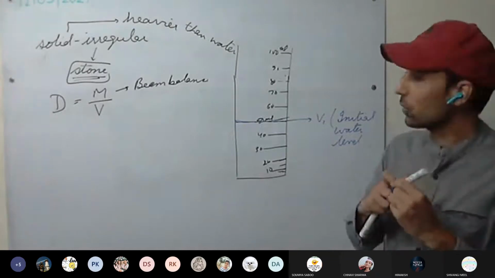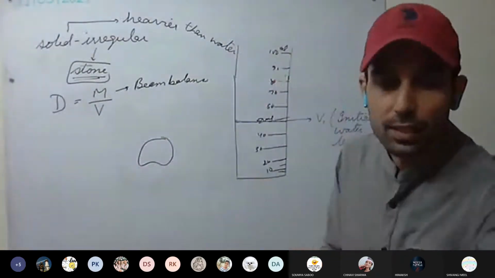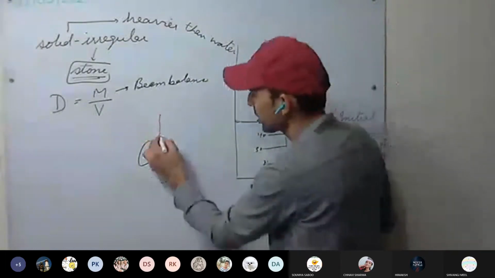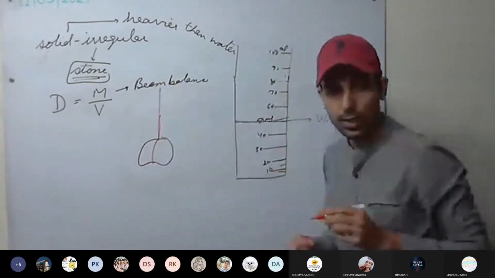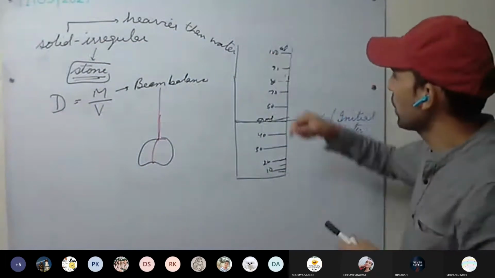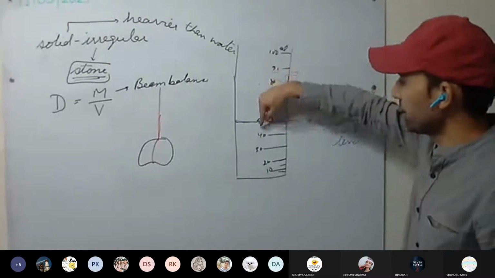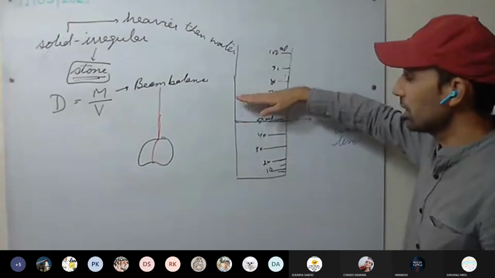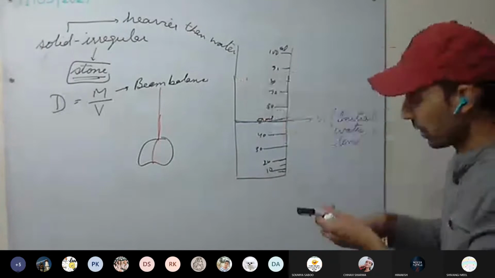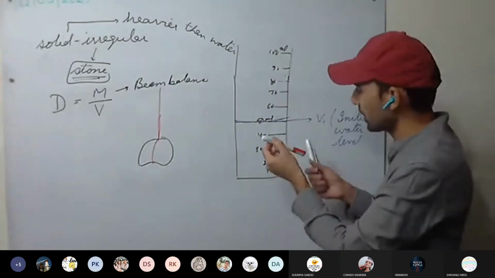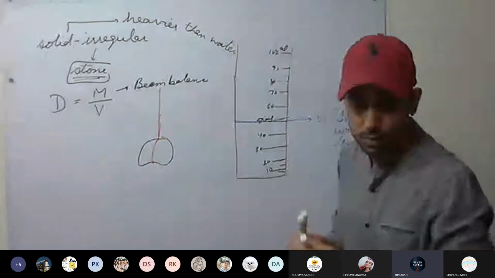Now what are we going to do? We take the stone and tie it with a thread or string. Now we slowly dip it in the water. So what will happen to the water level? It will rise. It will increase. So after some time, what will it become? 70.